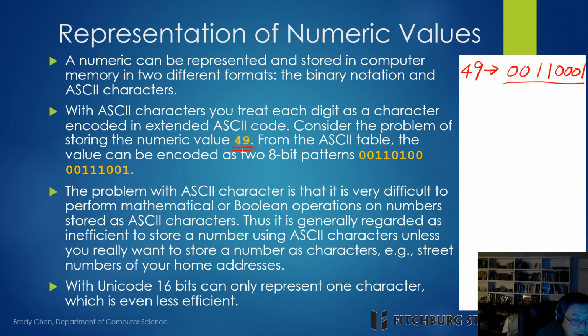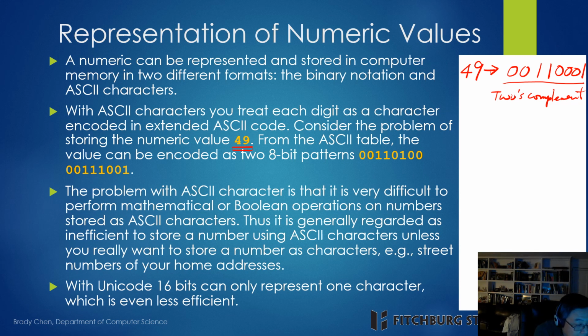Now you can also use the two's complement representation. For two's complement, if 49 is a positive number, the two's complement representation for 49 is the same as the binary notation. If we try to represent a negative number, then the two's complement notation is much better. Okay.